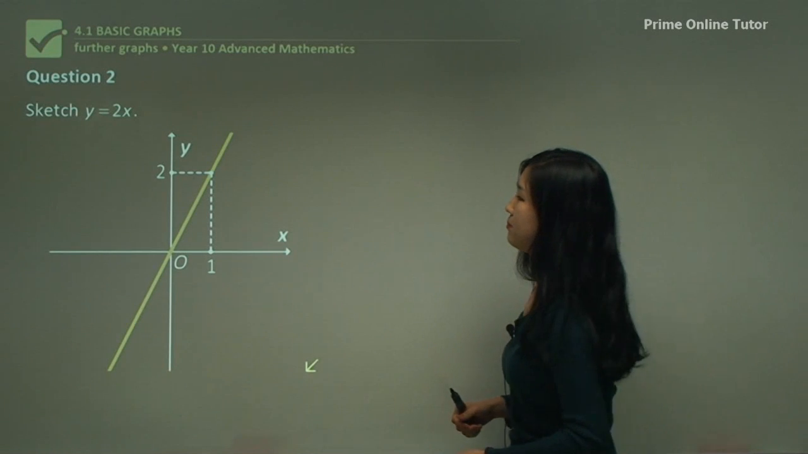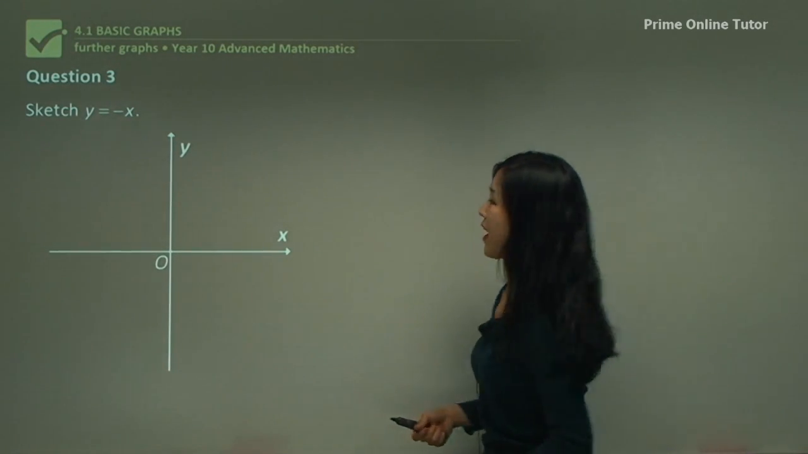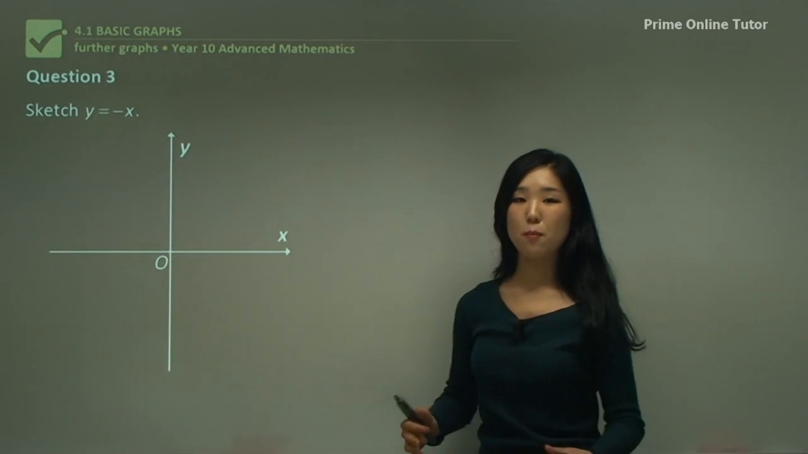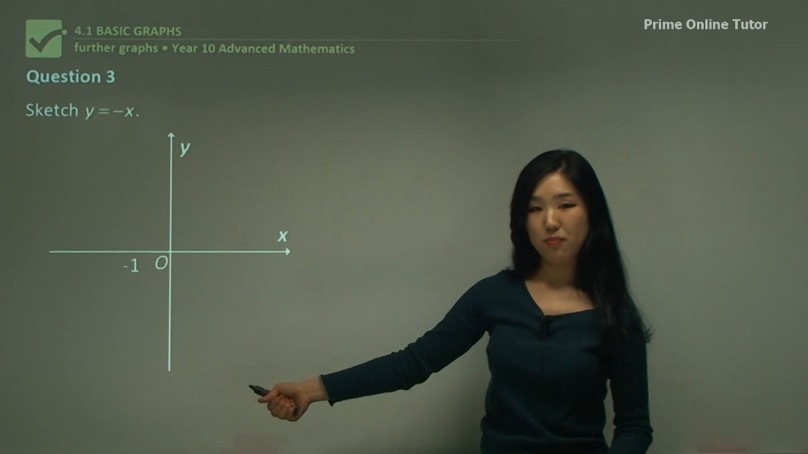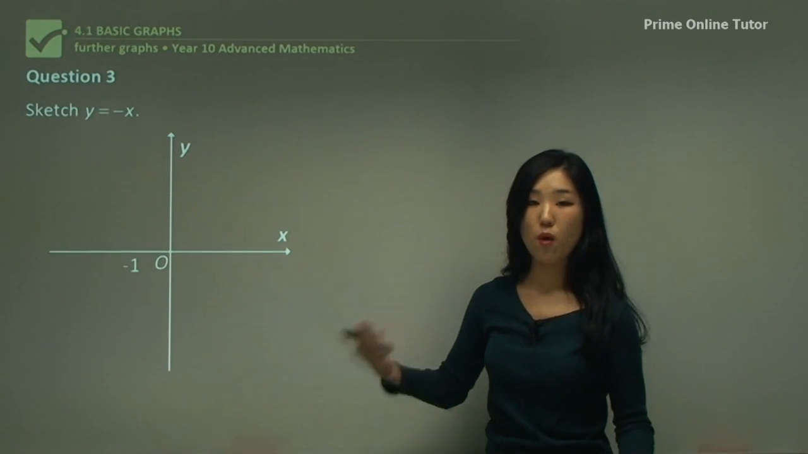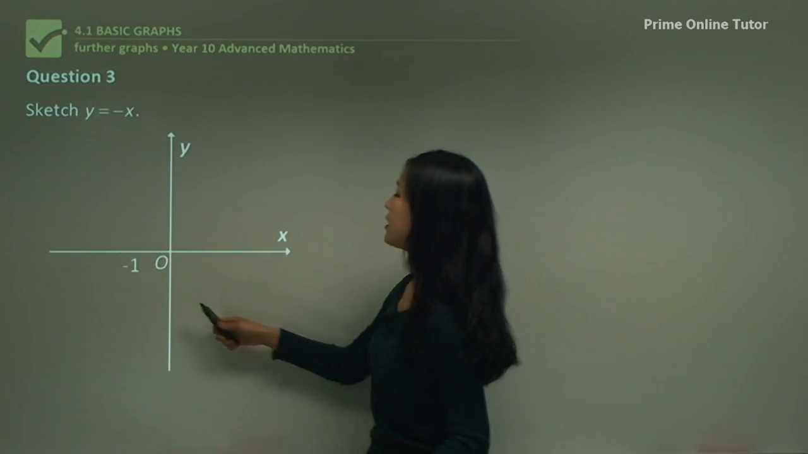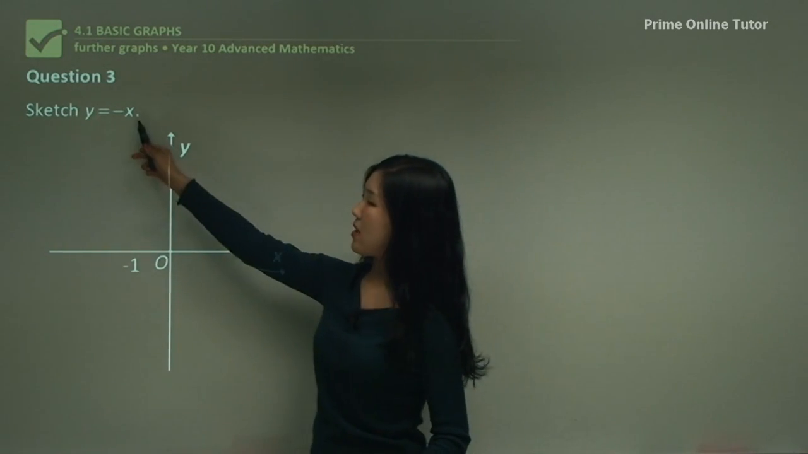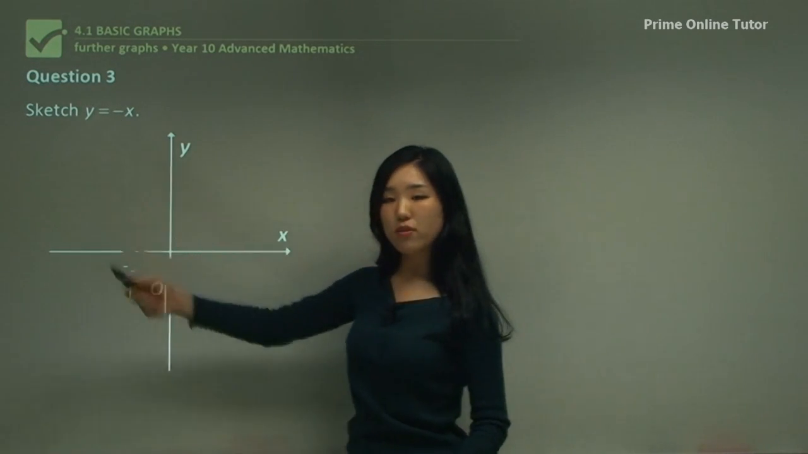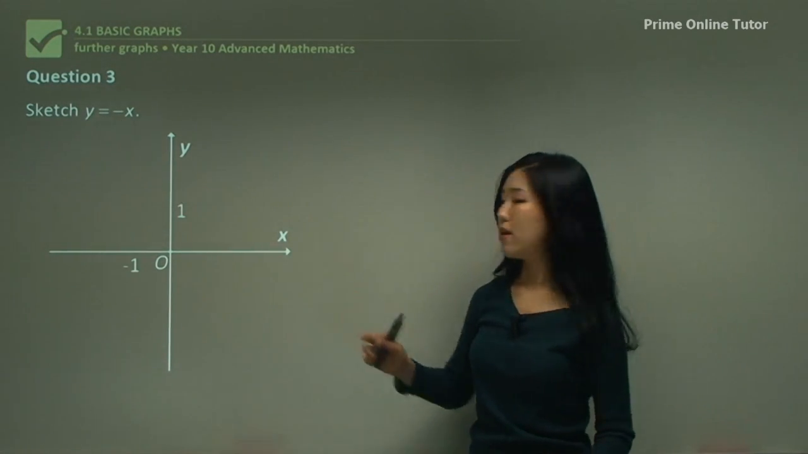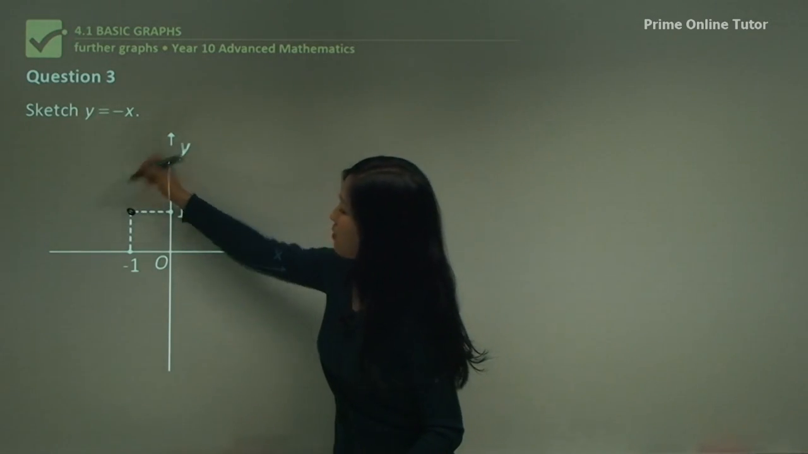Okay, let's move on. Question 3 says y equals negative x. Now y equals negative x is the opposite of y equals positive x. So when x is negative 1, let's say, and again, you don't have to sub in negative 1, you can sub in 1 or 2 or whatever you like, but I just chose negative 1. So sub in negative 1 to find the y. Negative negative 1 is positive 1, isn't it? So it's going to pass through 1. So plot that point like that.